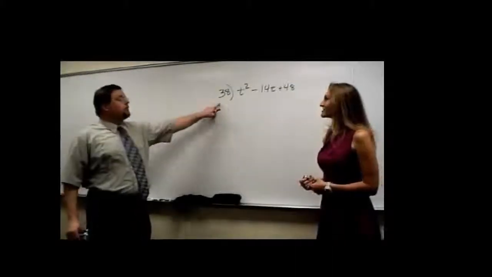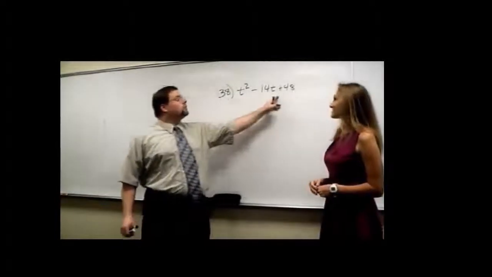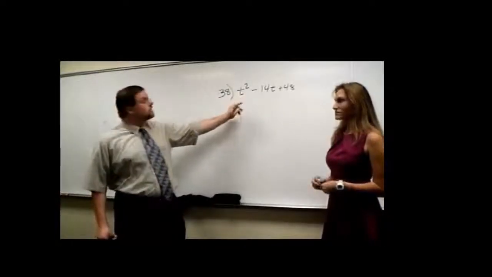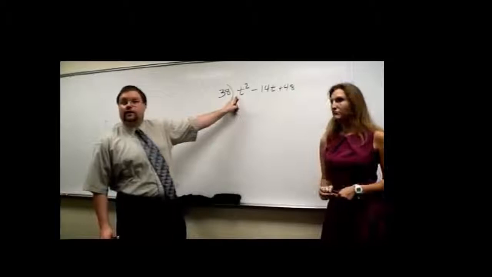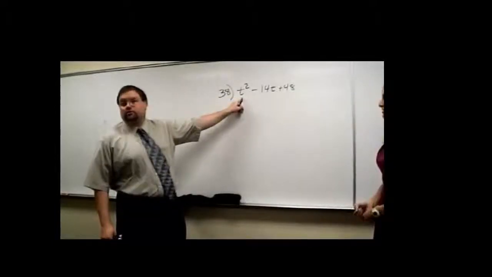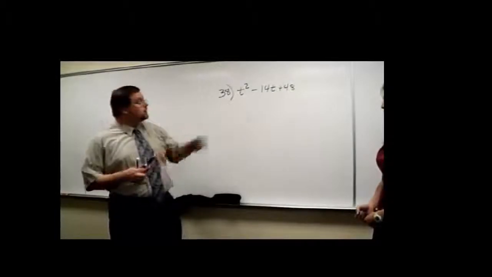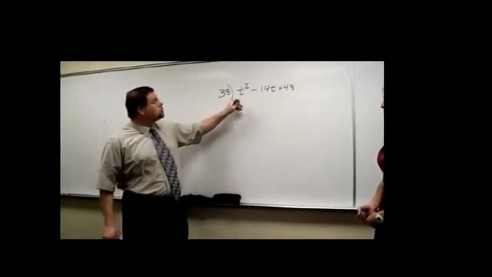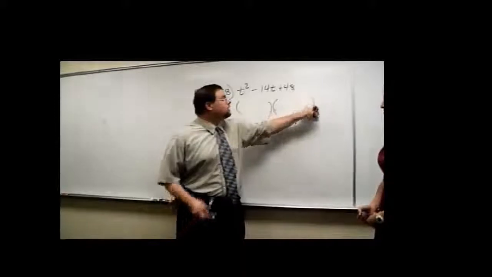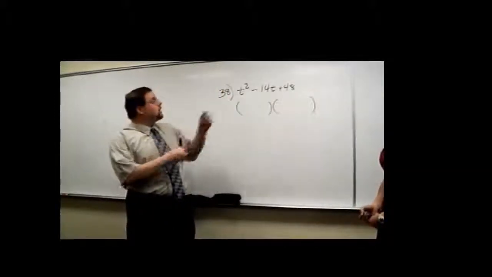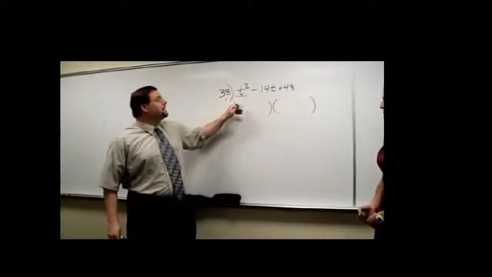So this is number 38. This is a trinomial. But this is a simple trinomial because the leading coefficient is just 1. There's nothing in front of the t squared or x squared or p squared. So when you have a trinomial like this, it's relatively easy to factor. You can just go ahead and jump to the 2 parentheses immediately, and you can see that t squared is just going to be t and t.